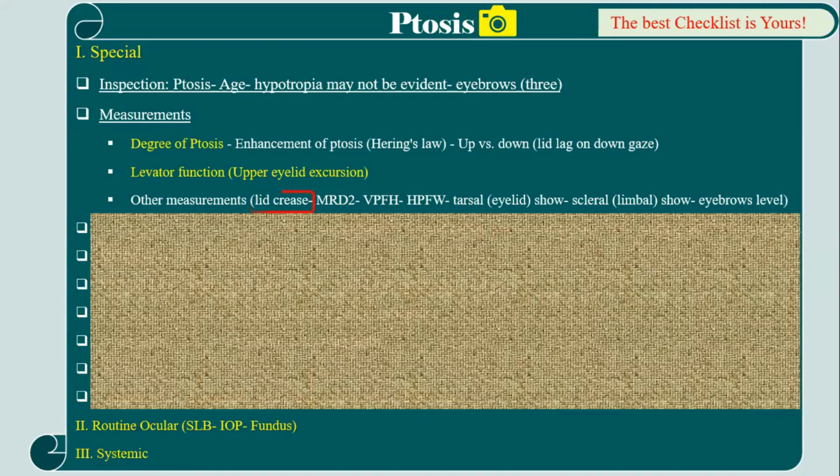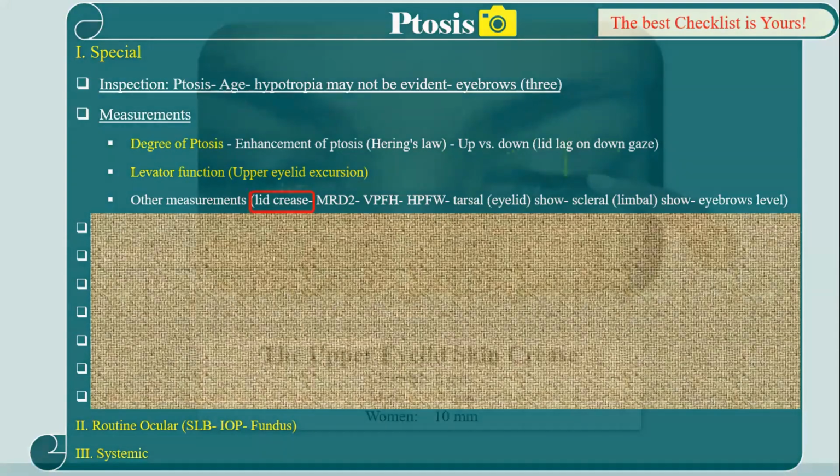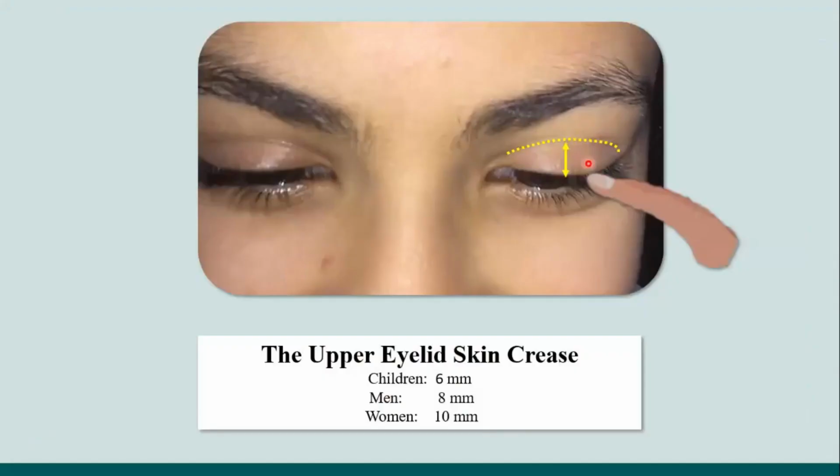Last point in the revision is about the lid crease. You need to ask the patient to look a little bit down in order to see the crease, the fold. And sometimes you may retract the lid margin upward a little bit to see the fold, and then measure the distance of the lid crease from the lid margin.